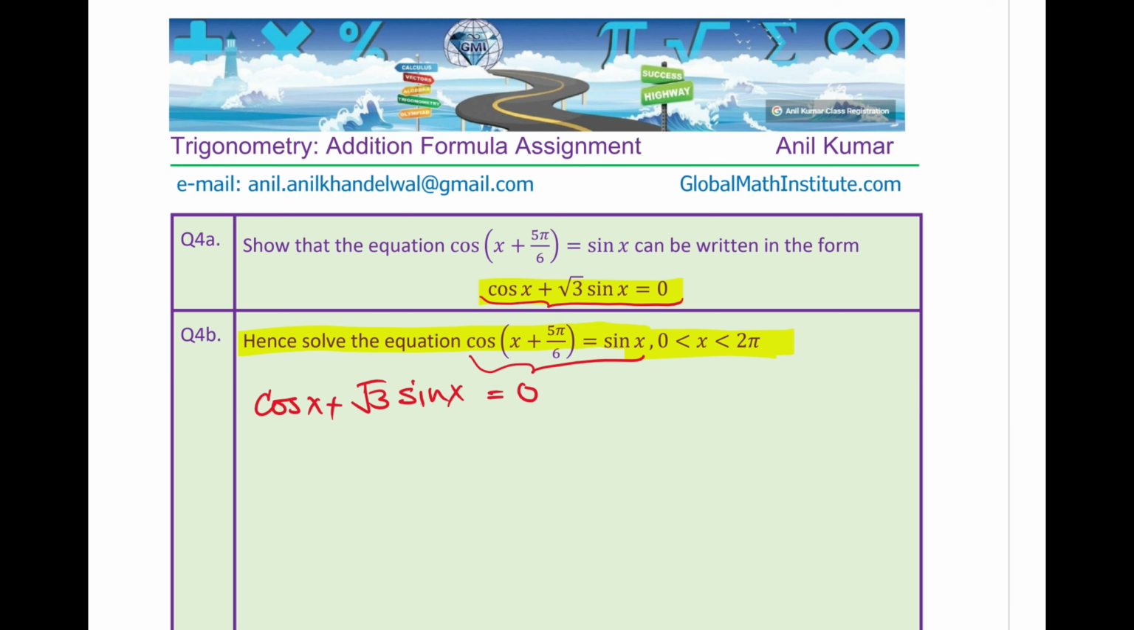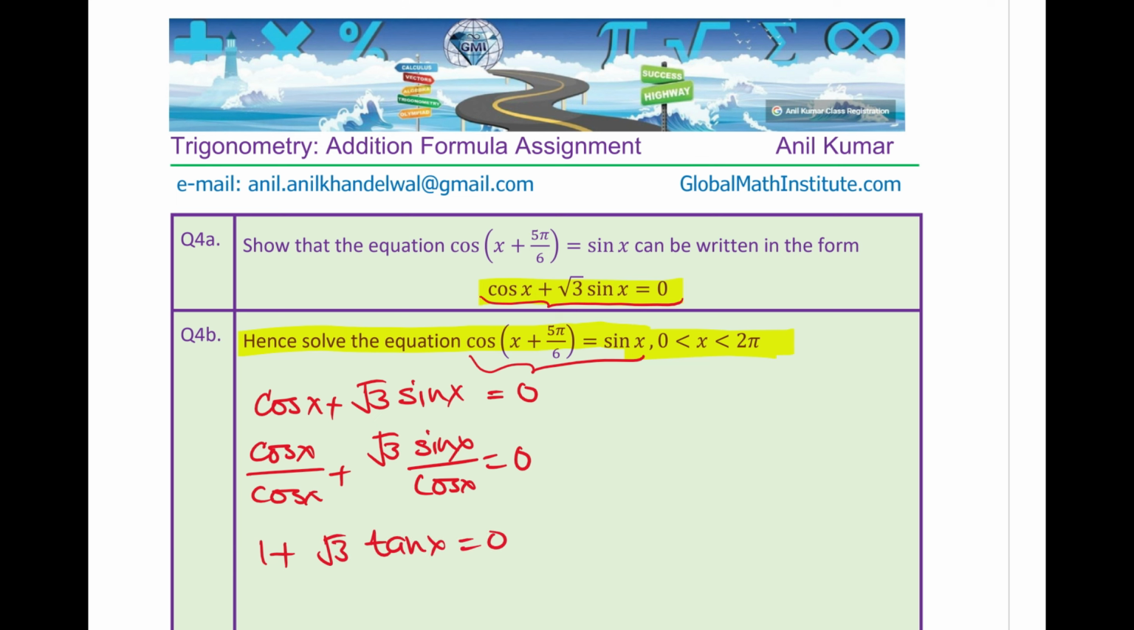Now if I divide everything by cos x, what do I get? So I get cos x over cos x plus square root 3 sin x over cos x equals 0. And that is 1 plus square root 3 tan x equals 0, or tan x equals minus 1 over square root 3.